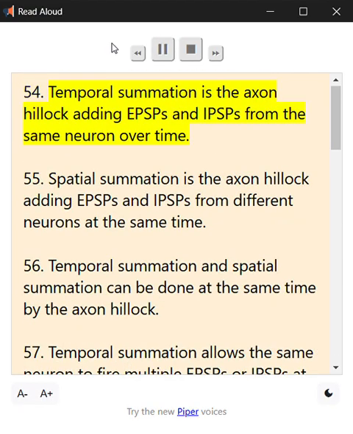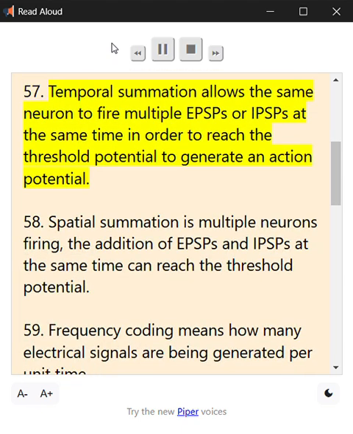54. Temporal summation is the axon hillock adding EPSPs and IPSPs from the same neuron over time. 55. Spatial summation is the axon hillock adding EPSPs and IPSPs from different neurons at the same time. 56. Temporal summation and spatial summation can be done at the same time by the axon hillock. 57. Temporal summation allows the same neuron to fire multiple EPSPs or IPSPs in order to reach the threshold potential to generate an action potential.